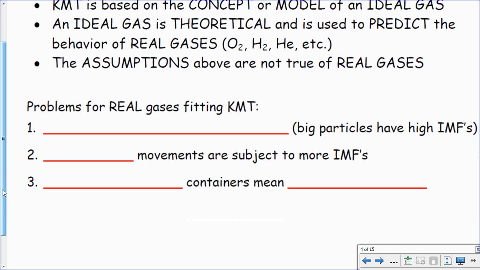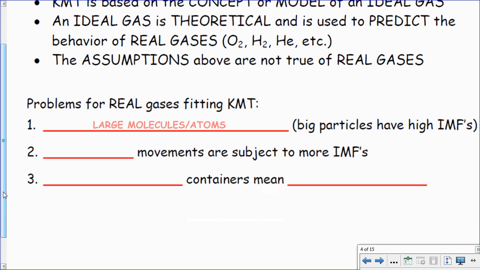Now, the problems for real gases fitting the KMT. First of all, large molecules or atoms have higher intermolecular forces. So the bigger the gas molecule is, the more likely they are to attract each other. Sometimes gases move slowly, like when the temperature is low. And other times, the gas particles are in a small container, and a small container means more collisions. With more collisions, the elasticity of the collisions isn't perfect. So the problems for real gases are mostly the large size of molecules, and that sometimes gases do move, in fact, slowly.